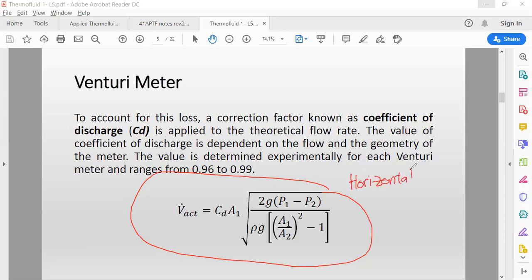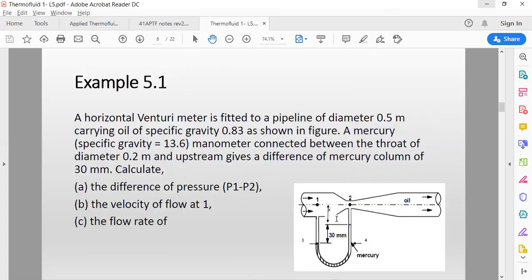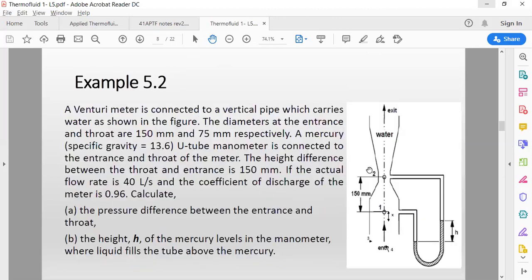What's the main thing? For horizontal, Z1 is equal to Z2. So we cancel off these two terms when we apply the Bernoulli equation. That's what we cancelled when we did it just now. Z1 is cancelled, Z2 is cancelled. So this equation cannot be applied for 5.2 because 5.2 is vertical.